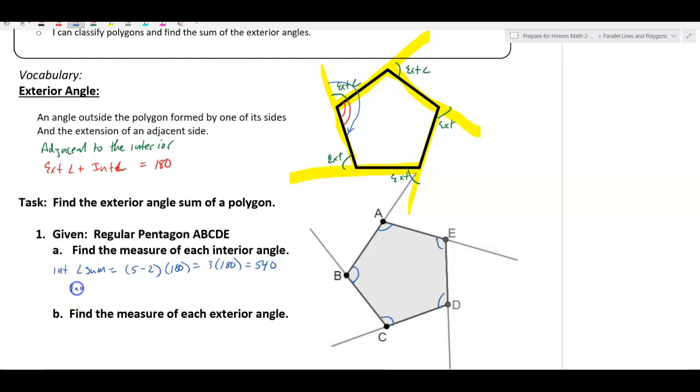Now, to find the measure of each interior angle, I'm going to take the sum divided by the number of sides, n. So in this case, 540 divided by 5 would give me 108 degrees. So each of these interior angles is 108 degrees. Now, how can I find the measure of each exterior angle? Well, I know the interior plus the exterior are supplementary or add up to 180. So the interior is 108 plus the exterior, which I don't know. When I solve for the exterior by subtracting 108, I get 180 minus 108. So each exterior angle is going to be 72 degrees.